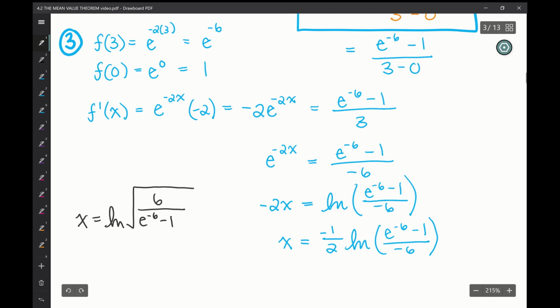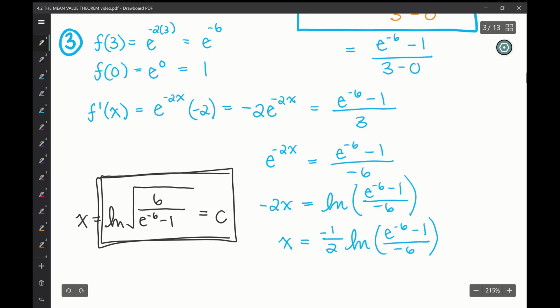Since this is only one number, we don't have any plus minuses here, that means that this number is c. Since by the mean value theorem there has to be at least one number c that satisfies this condition, and we only have one number, we don't have to check to see if it's in our interval. It must be.